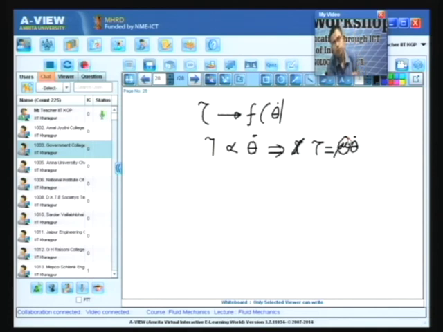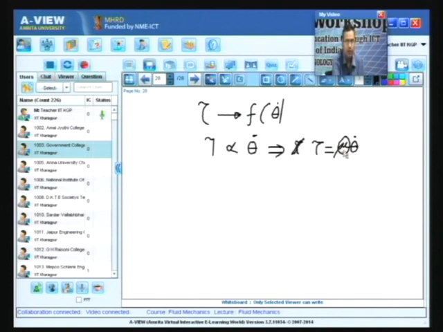So the first important concept is that viscosity is defined only for Newtonian fluids. For fluids which are not Newtonian, viscosity is not defined. You can always define a viscosity-like parameter, which may be considered as apparent viscosity or effective viscosity, but when you are talking about viscosity, it is defined only for Newtonian fluids. This is the first concept.